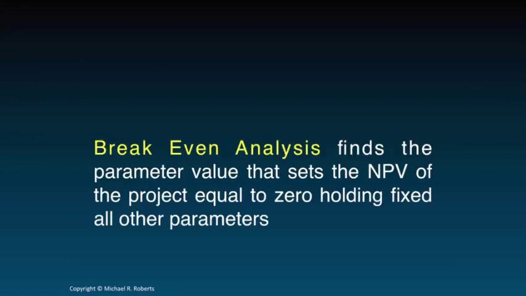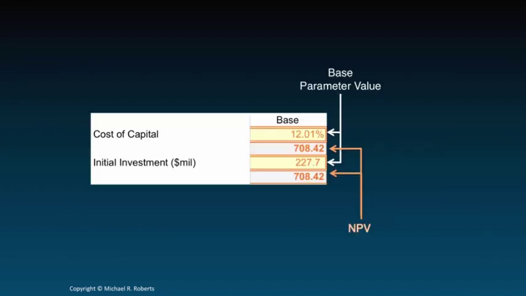Break-even analysis finds the parameter value that sets the NPV of the project equal to 0, holding fixed all other parameters. So let's look at our cost of capital and initial investment forecast drivers. I've got base up here to represent a base case. We're going to look at alternative cases in just a minute. You can see our base case assumption for the cost of capital was just a little over 12%, and our initial investment was $227.7 million. The corresponding NPV for those assumptions was 708.42. It's the base case. That's what we computed in our previous lectures.